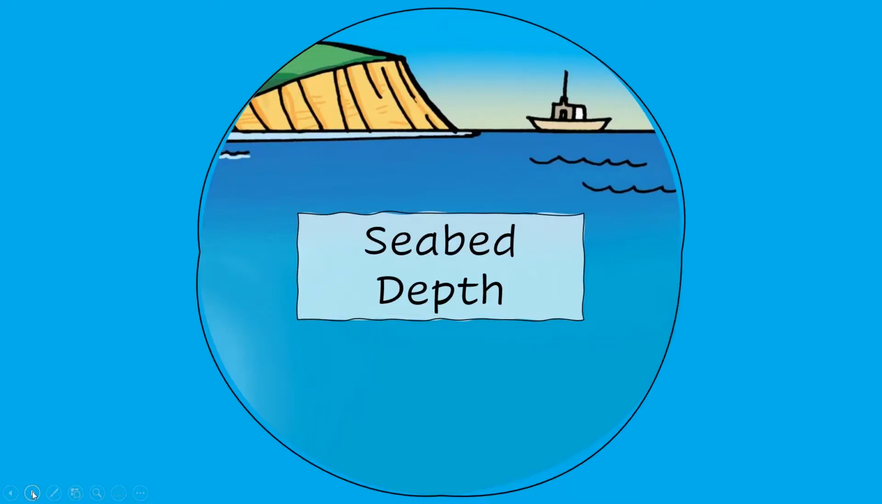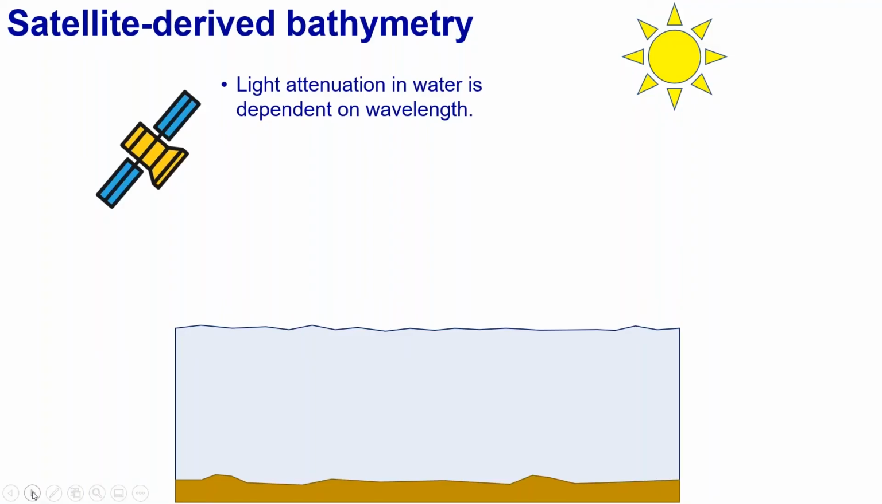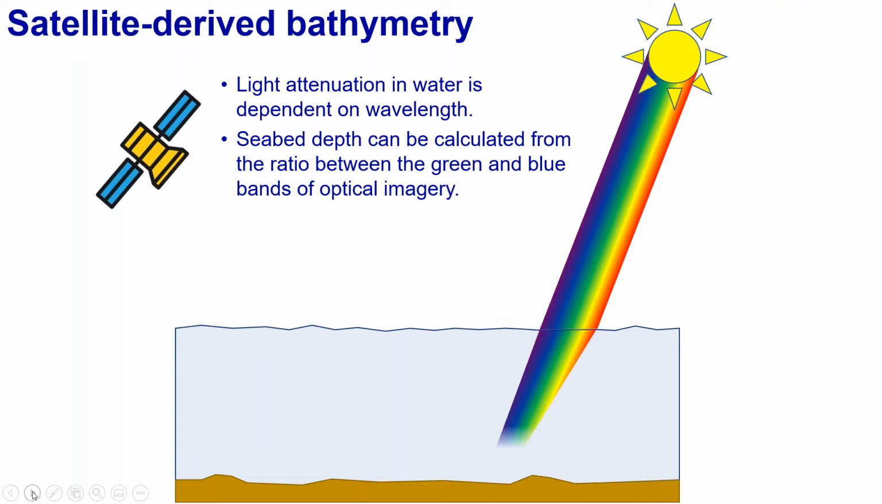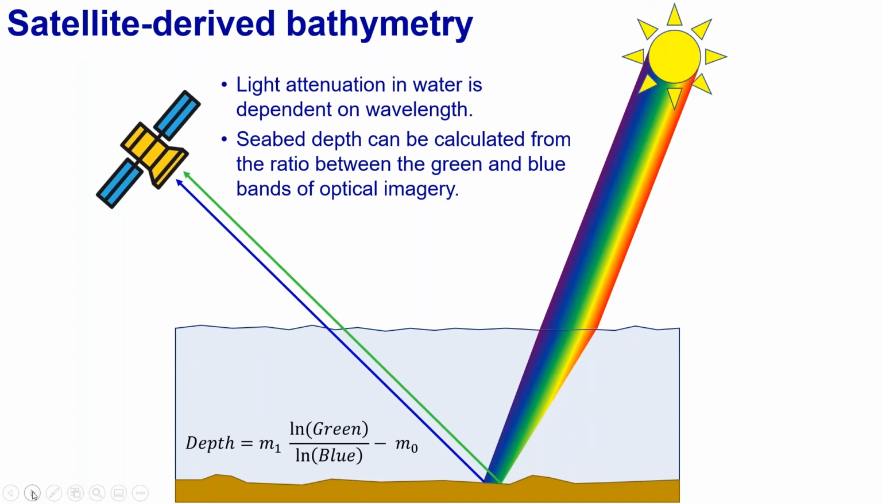You can also derive depth from the seabed from satellite imagery. As I said, that's another useful product to put into predictive habitat mapping. And this works because light attenuation in water is dependent on wavelengths. So as Gua already showed us, the different wavelengths are attenuated at different rates, and red is absorbed soonest, and the blue goes the deepest. But we can use those different attenuation rates to calculate seabed depth from the ratio between the green and the blue bands in optical imagery. And there's a simple equation there that tells you how to do it.